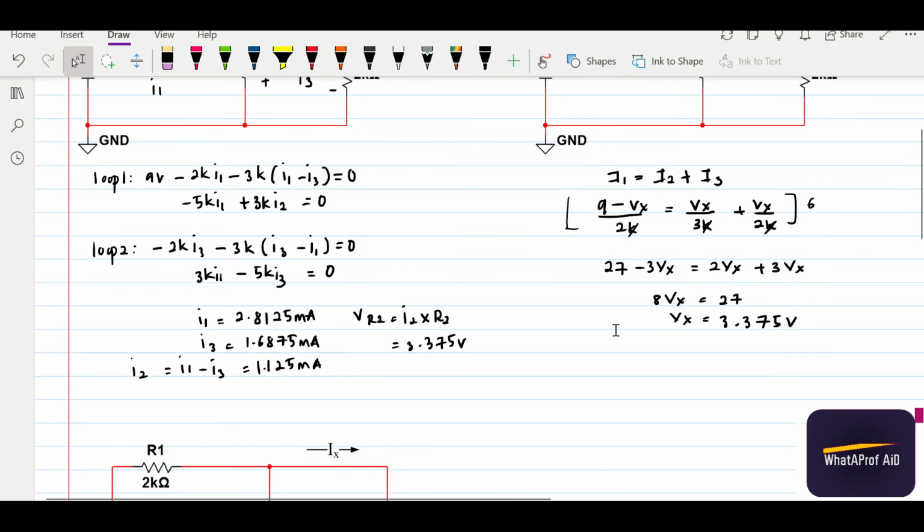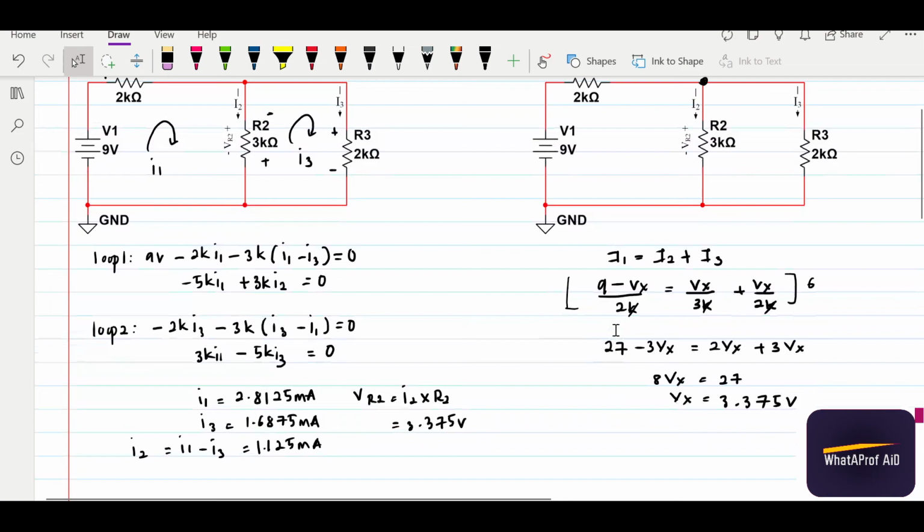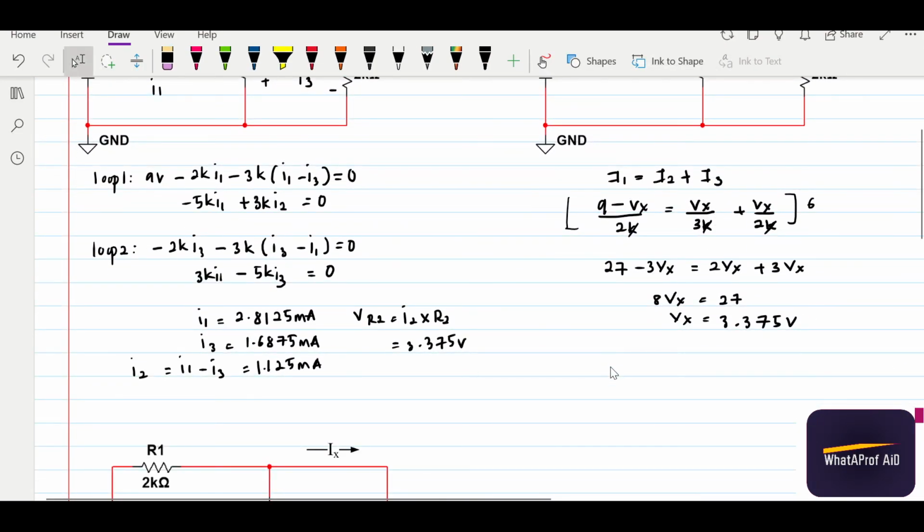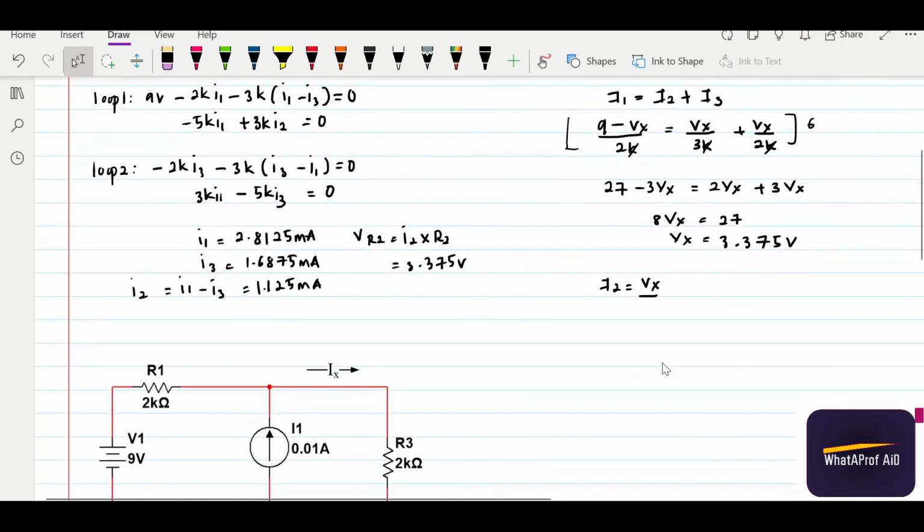I'll just give one example. For example, let's see I2 equals Vx over 3 kilo ohm, so 3k. Here we have 1.125 milliampere, which is the same as the I2 obtained.